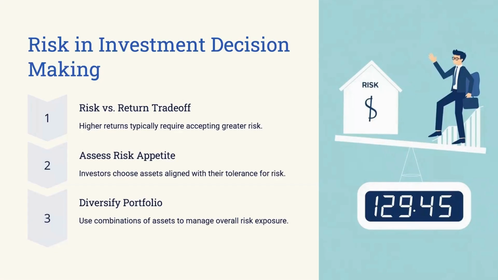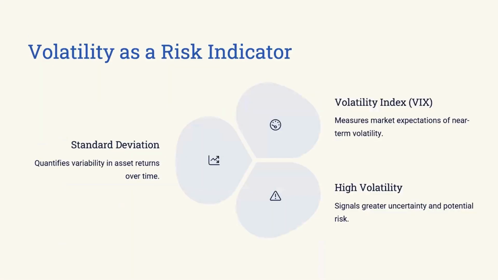Let's move to the next slide, which is volatility as a risk indicator. Volatility is a key indicator of risk. First one is standard deviation, which quantifies the variability in asset returns over time. A higher standard deviation means more volatility and thus more risk.